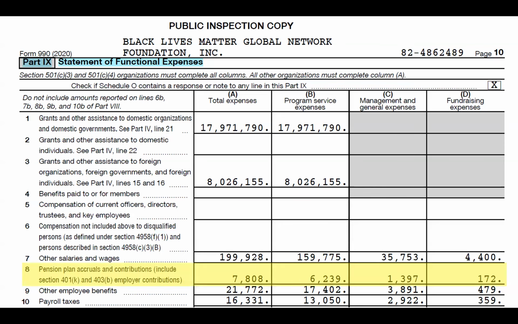Next, we'll look at line eight. And this deals with pension plan accruals and contributions, includes section 401(k) and 403(b) employer contributions. So the organization is claiming $7,808 for pension plan accruals and contributions. And of course, if you allocated the payroll for the salaries, you're going to have to allocate the pension plan among the three categories as well: program service expenses, management and general expenses, and fundraising.